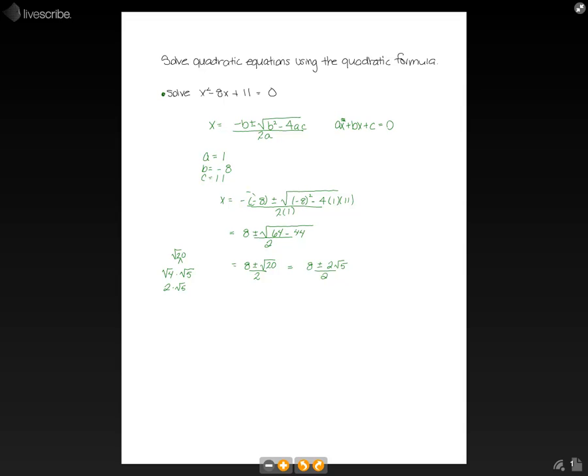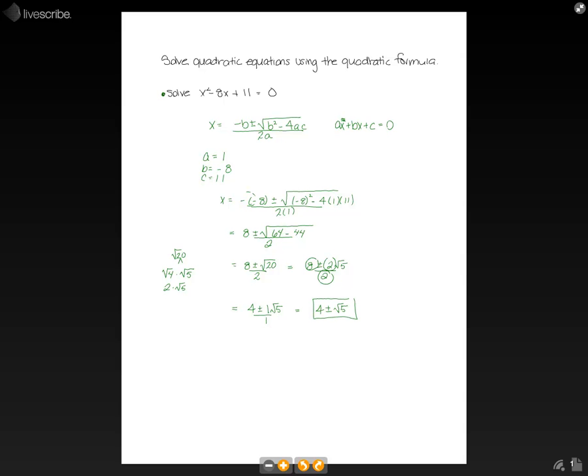Since we have a 2 in common between the 8, the 2 root 5, and the 2 in the denominator, we can reduce this all by 2, giving us 4 plus or minus the square root, or 1 times the square root of 5, all over 1, which is the same thing as 4 plus or minus the square root of 5, which is our final answer.